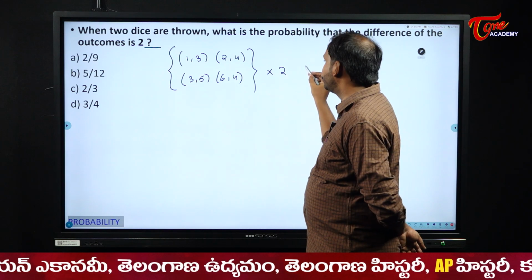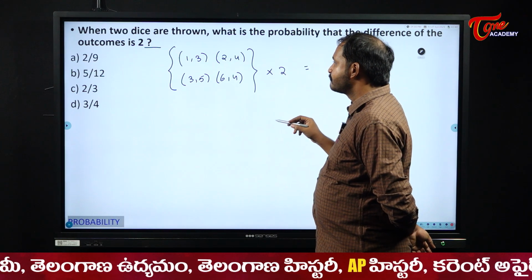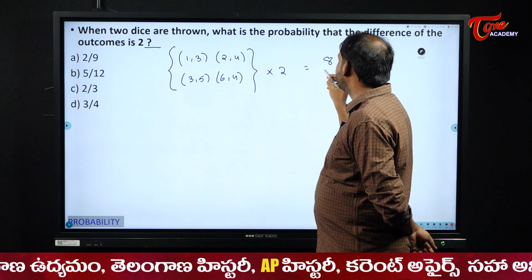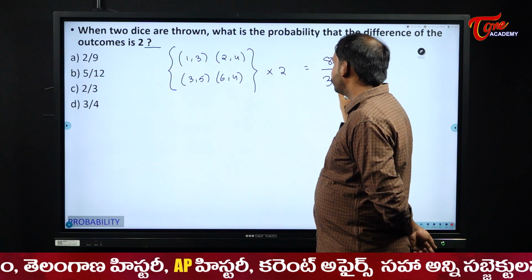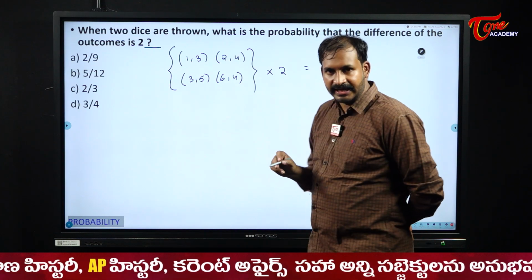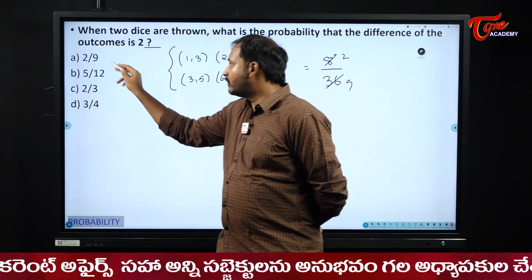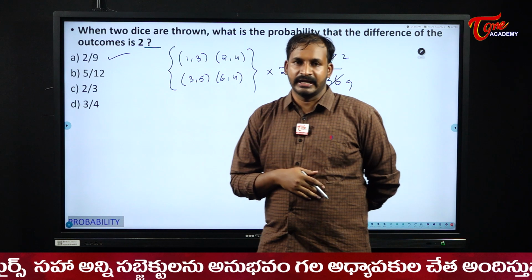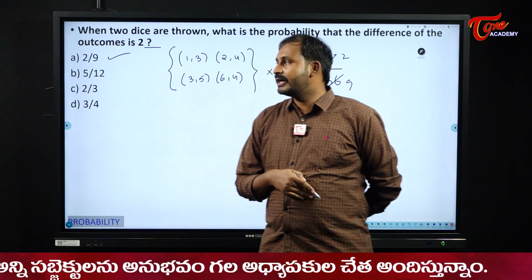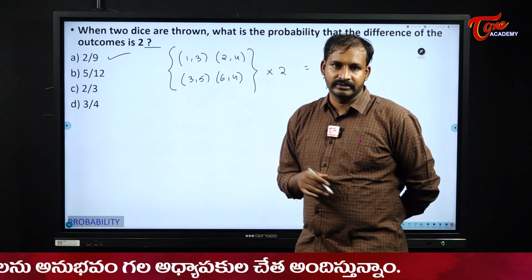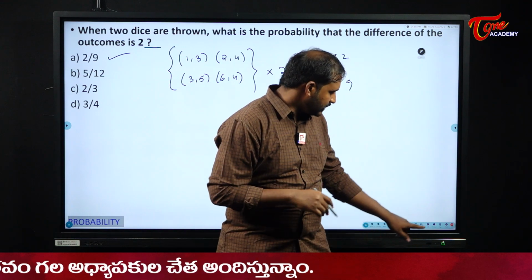So my answer here will become what, students? 8 by 36. Why? Because 4 into 2 is 8, 8 by 36. 4 2s are 8, 4 9s are 36. So my probability here will become 2 by 9. 2 by 9 will be my required probability here. Okay, understood? Right, next one.